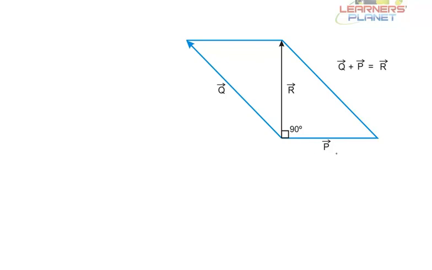In this diagram, we are taking the smaller vector as P and this is the bigger vector Q. The resultant of these two vectors is here. The magnitude of this is 12, which is given to us. Also this angle alpha is given as 90 degrees.